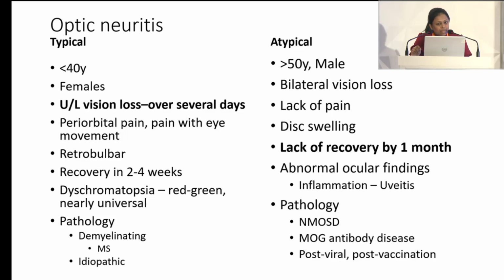multiple sclerosis. And in a male patient, with age more than 50, with bilateral vision loss, with disc swelling and persistent visual loss, with lack of recovery in one month's time, we can consider atypical optic neuritis as our differential diagnosis. And the pathologies would be neuromyelitis optica spectrum disorder, MOG antibody disorders, and it can be post-viral or post-vaccination.